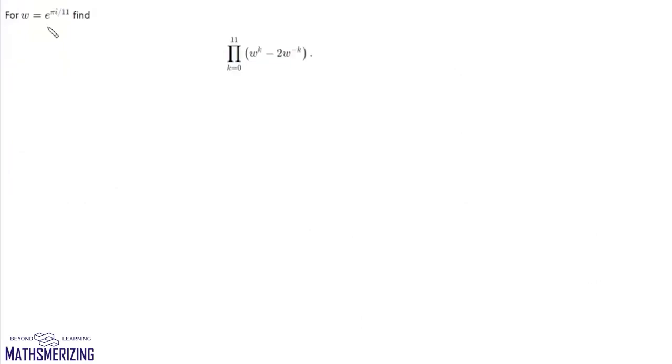Now it says if W is e to the power iota pi by 11, we need to find this product.